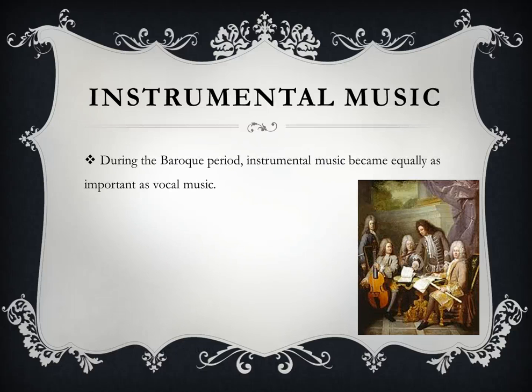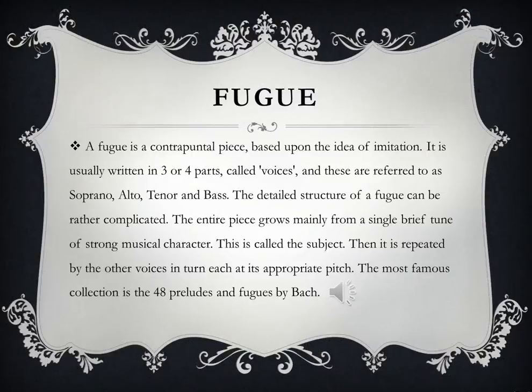Instrumental music. During the Baroque period, instrumental music became equally as important as vocal music, unlike in the Renaissance where the vocal music was more important. The fugue was one of the biggest developments in the era, and Bach was more famous for these than anything else. I'll play this while I'm talking and you'll get the idea of what a fugue is all about.